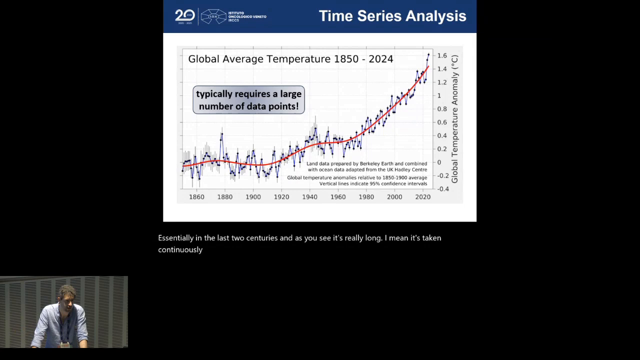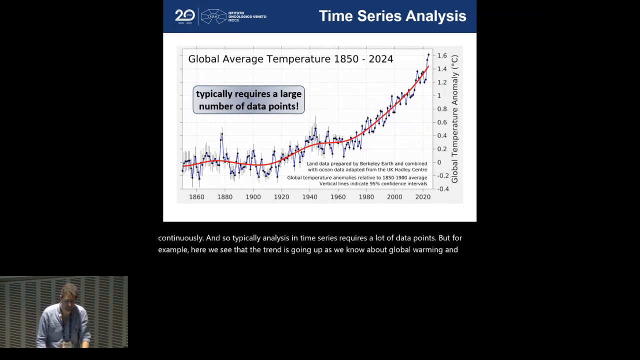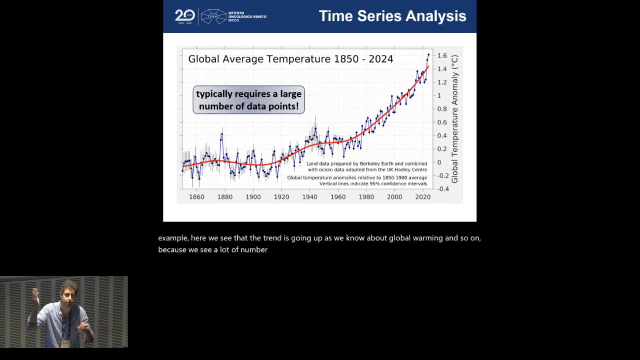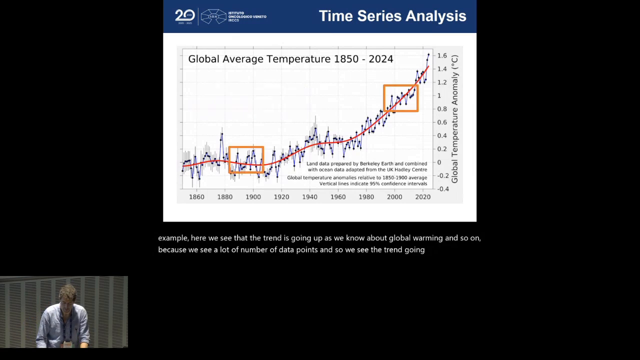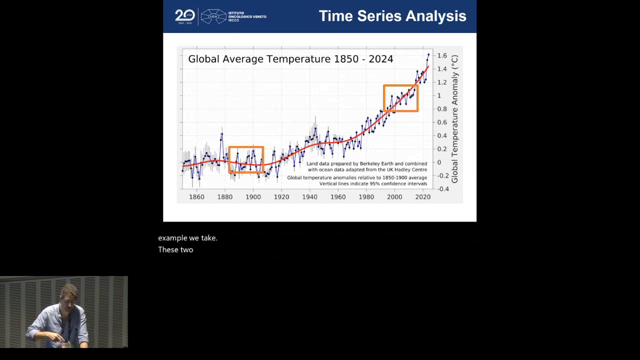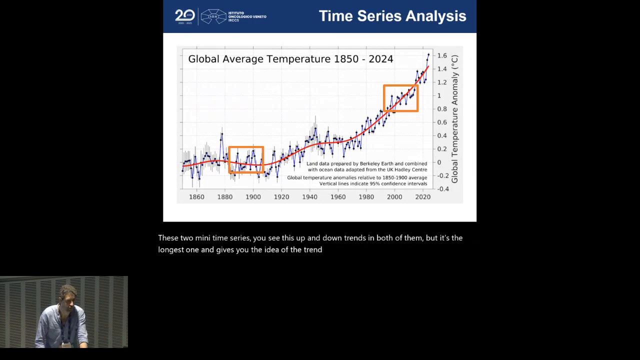Typically, analysis in time series requires a lot of data points. For example, here we see that the trend is going up, as we know about global warming, because we see a large number of data points. But if we take these 2 mini time series, you see up and down trends in both of them, but it's the longest one that gives you the idea of the trend. So you need a lot of data points.